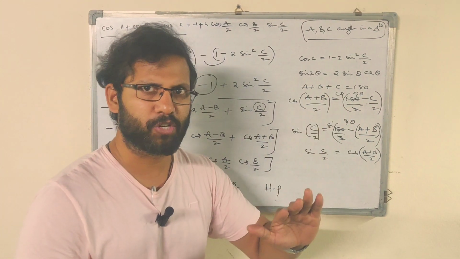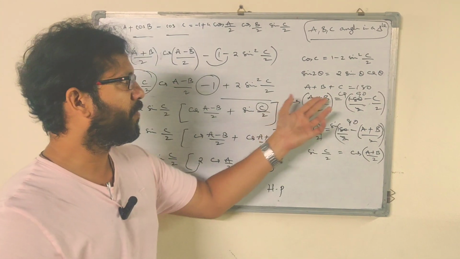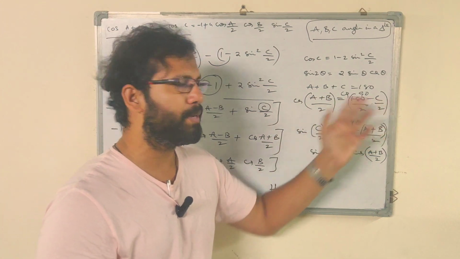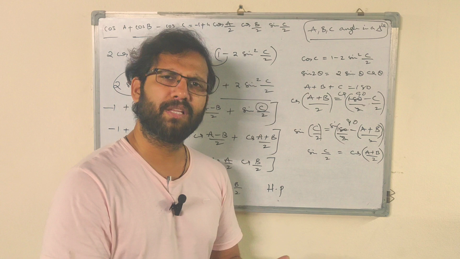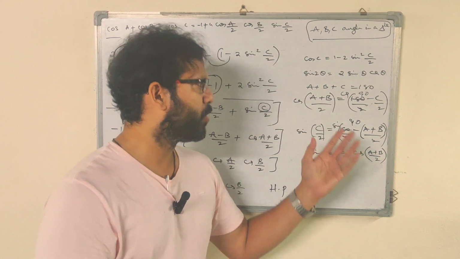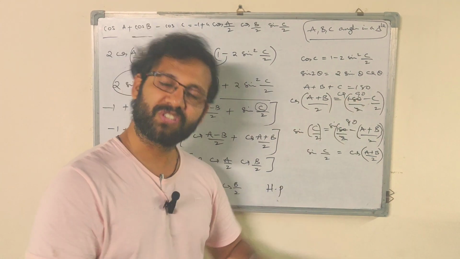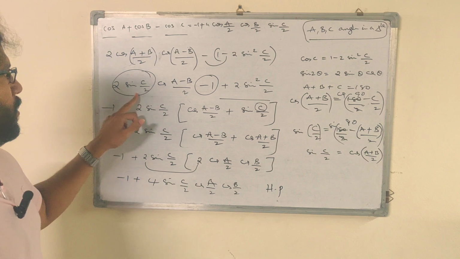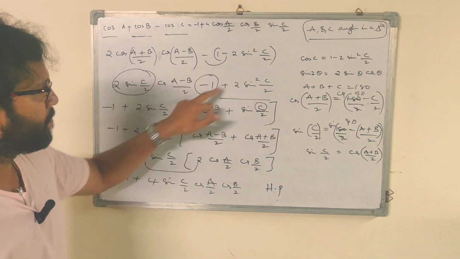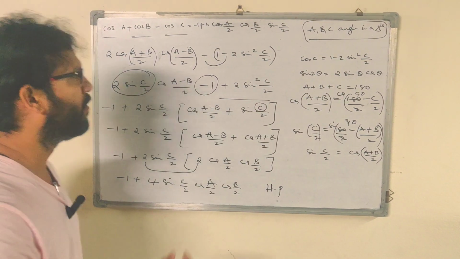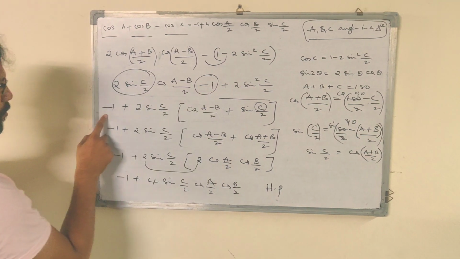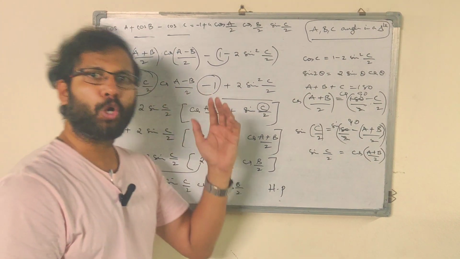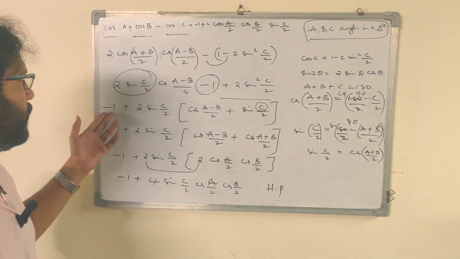A, B, C are the angles of a triangle. So, cos of (A plus B) by 2 is equal to cos (90 minus theta). Since it lies in the first quadrant, you can write this as sin C by 2. And after that, the same term, exactly the same, I have written it here. Now, this is a constant term.